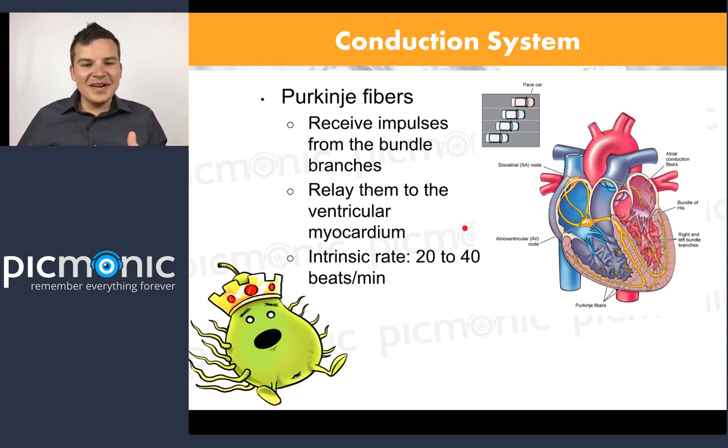The last part are the Purkinje fibers. So down from the AV node here, we have these Purkinje fibers, and they go out through the ventricles. The Purkinje fibers are the backup. They come in at a 20 to 40 intrinsic rate. And then they're really just the true backup system.